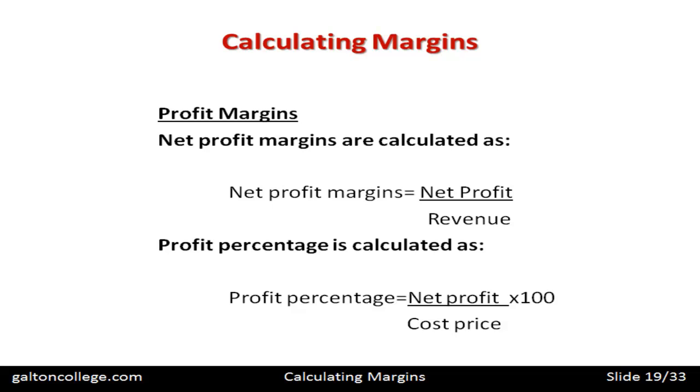Profit percentage is calculated as net profit divided by cost price times 100. So quite a big difference in the calculations. Profit percentage and net profit margins are calculated a lot differently. So you have to be very careful about what we mean when we talk about margins. What type of margin? How is it calculated?